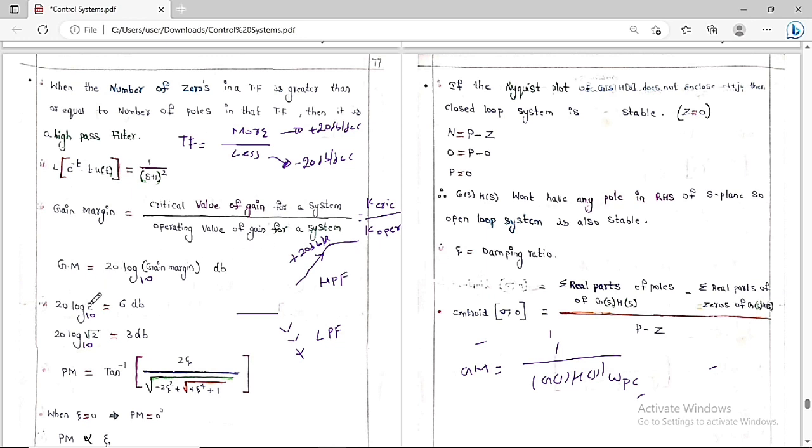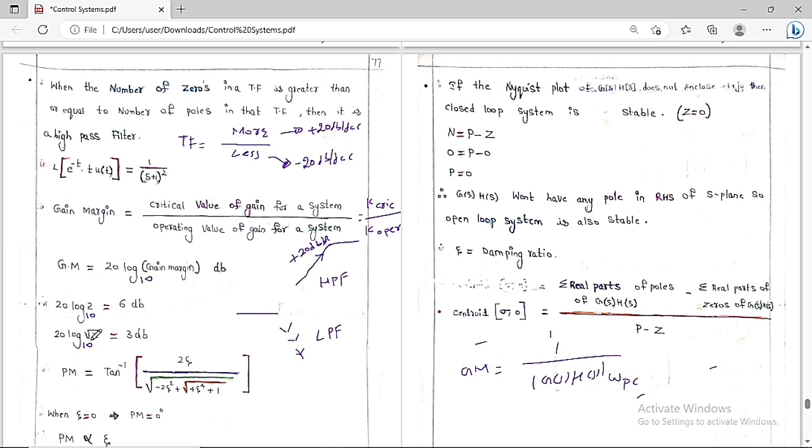Just remember 20 log 2 base 10, and you can easily solve root 2 also. So 20 log 2 base 10 is always equal to 6 dB. You have to remember this number, because in examinations they are not going to give you a calculator. So I recommend you remember these values also. These are the standard values you always have to keep in mind.